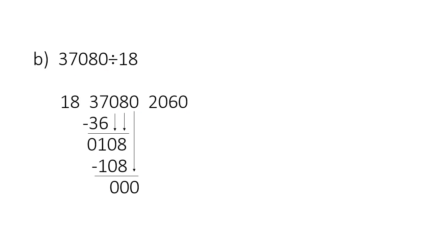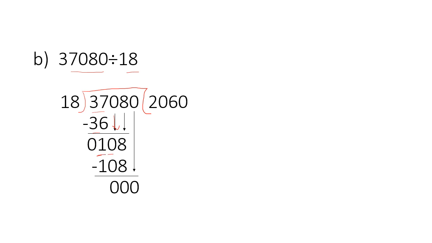Now, the B part is divide 37,080 by 18. So 18 is our divisor, 37,080 is our dividend. Now you have to divide. You take first two digits, that is 37. So 18 times 2 is 36. When we subtract, we get 1. Now you take the next digit, that is 0.